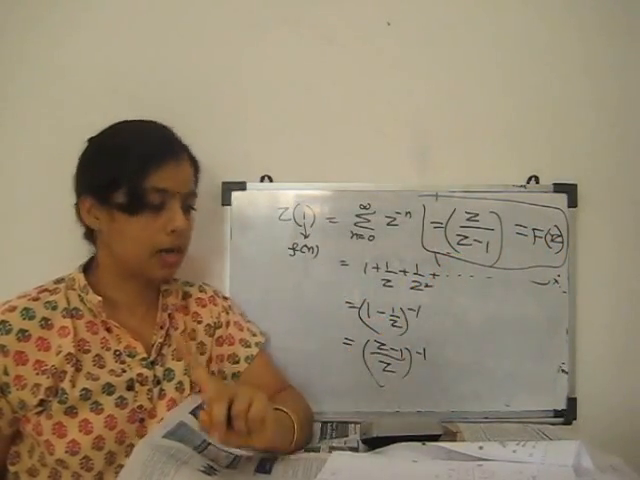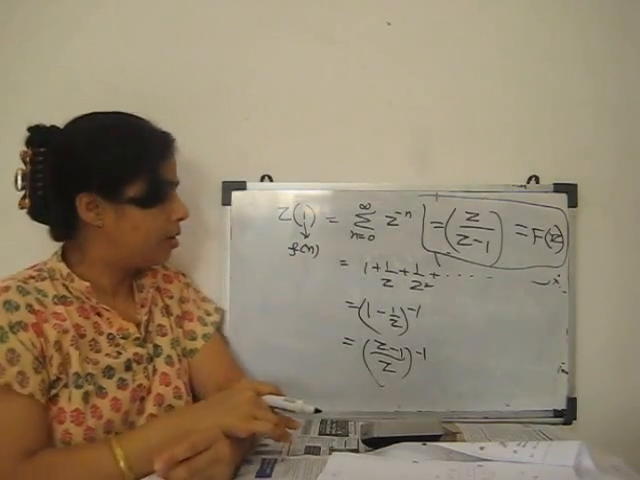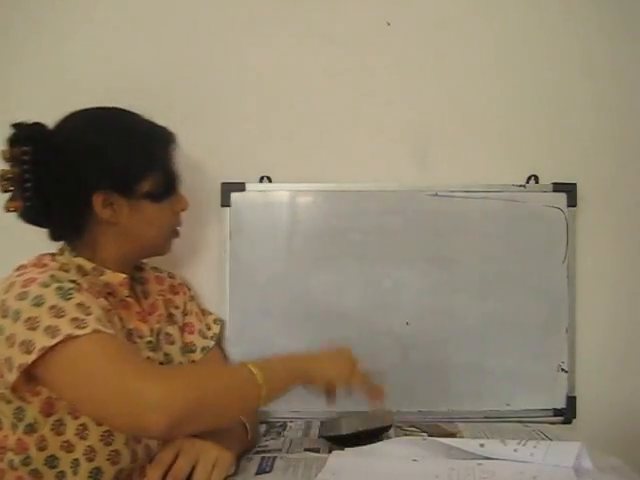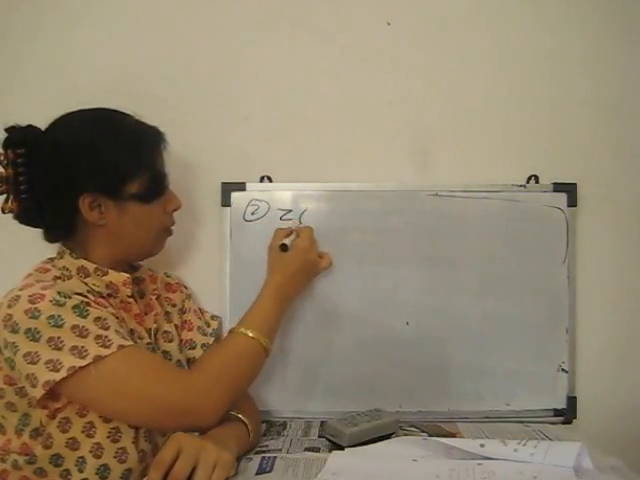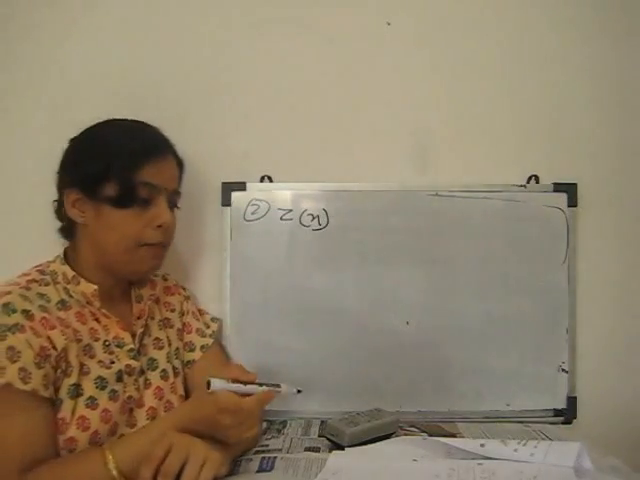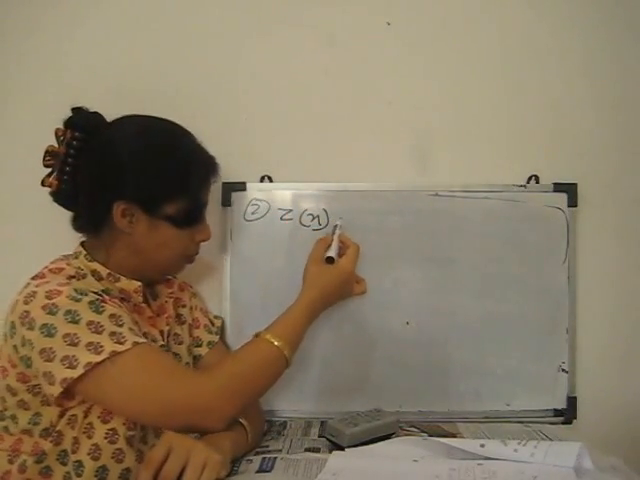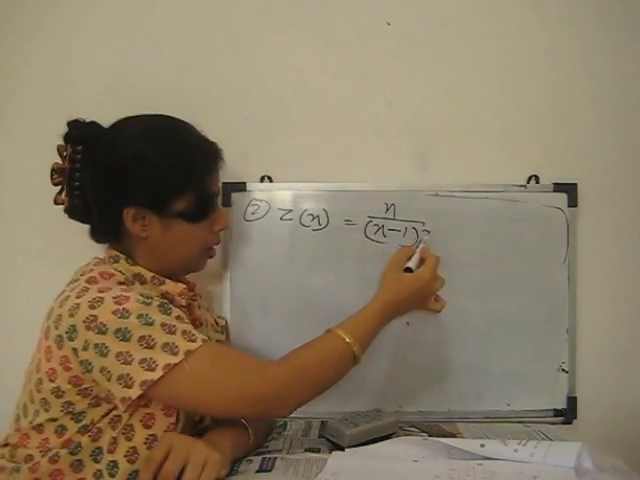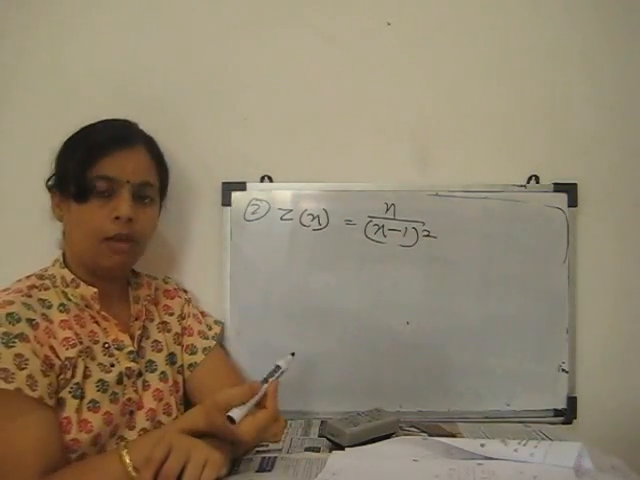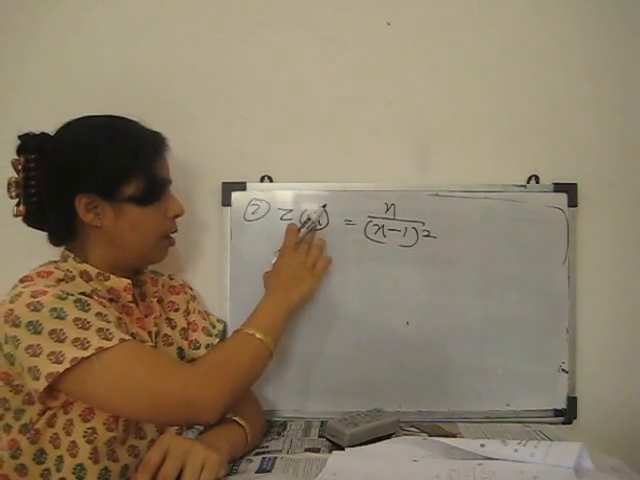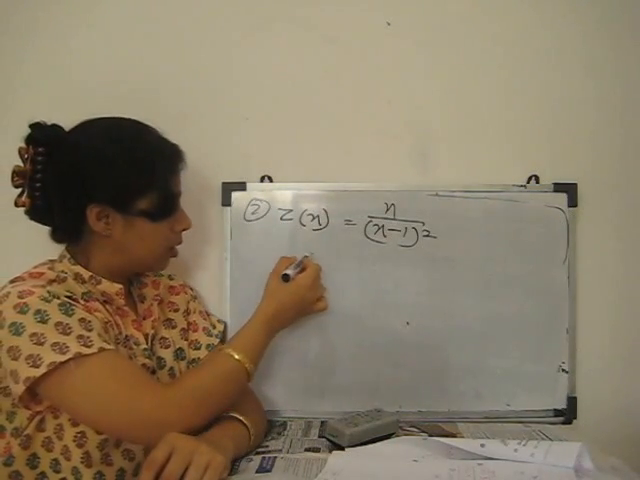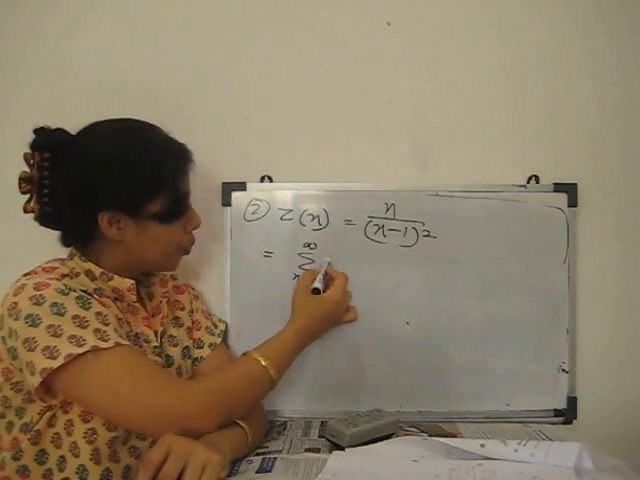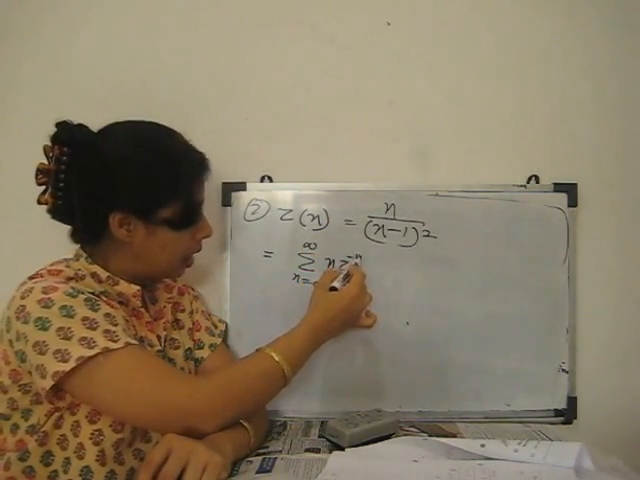That is the basic transform. Next is the Z transform for n, the integer n. The Z transform for our sequence n is given by the solution Z upon Z minus 1 whole square. How does it come? Same way: at Fn, we substitute the value equal to n, summation n going from 0 to infinity, n Z to the power minus n.